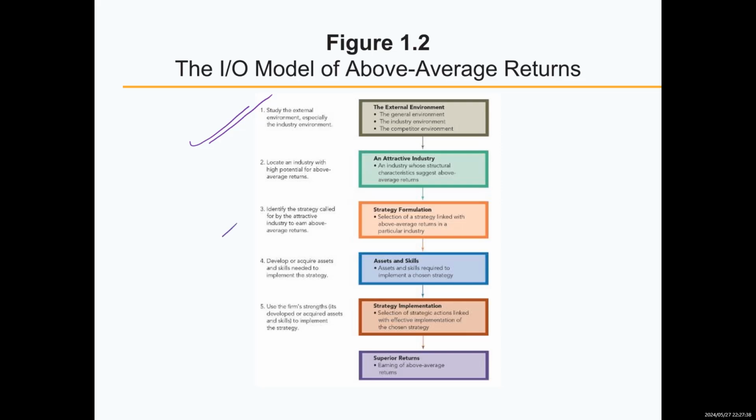The third one is strategy formulation based on the characteristics of the industry in which the firm chooses to compete. Strategies that are linked with above average returns should be selected. So a model or framework can be used to assess requirements and risk of these strategies. We will talk about this mostly in cost leadership and differentiation strategies, mostly in chapter 4, right?